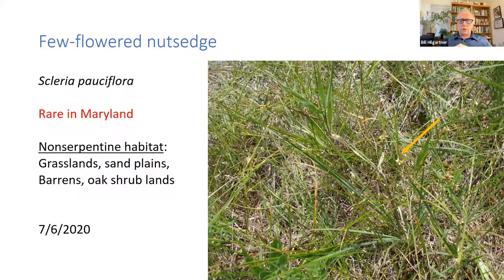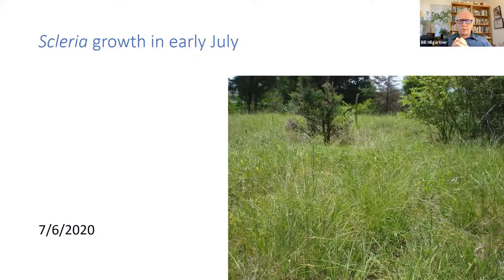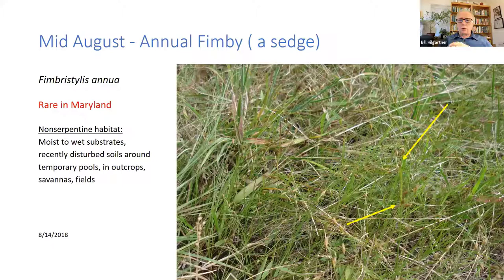Here's a picture of this. It's called Scleria. And you can see at this point in July, there's not much blooming, but the Scleria is the dominant plant covering this area. This was as of last summer. Another sedge coming in mid-August is the annual fimbry. Oops, spelled wrong there. It should be fimbry. Fimbristylis annua. This is also rare in Maryland.